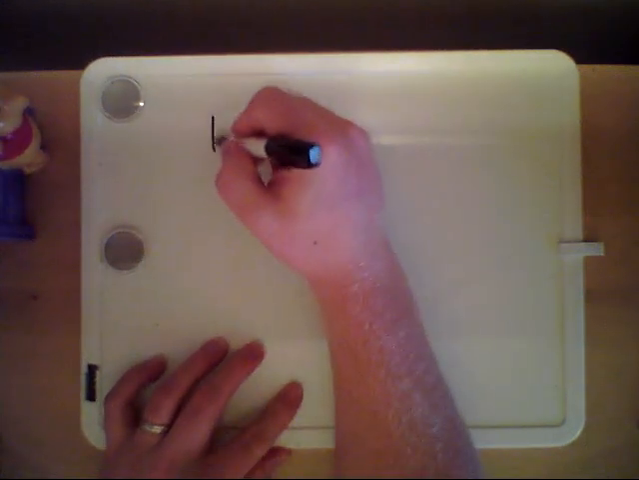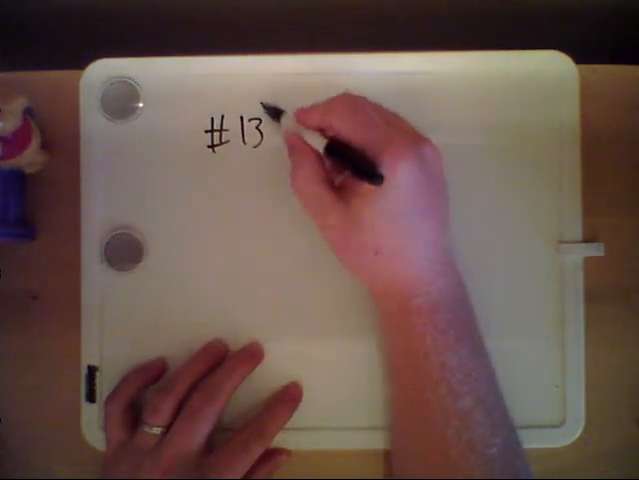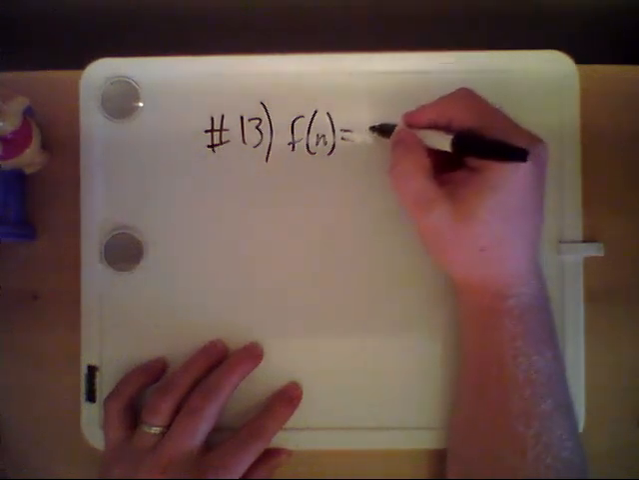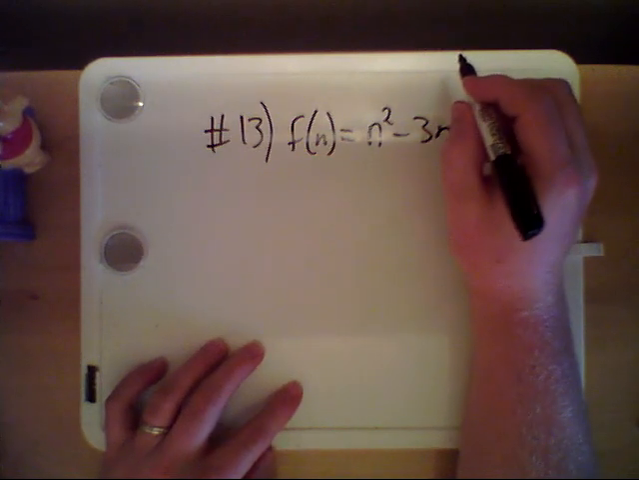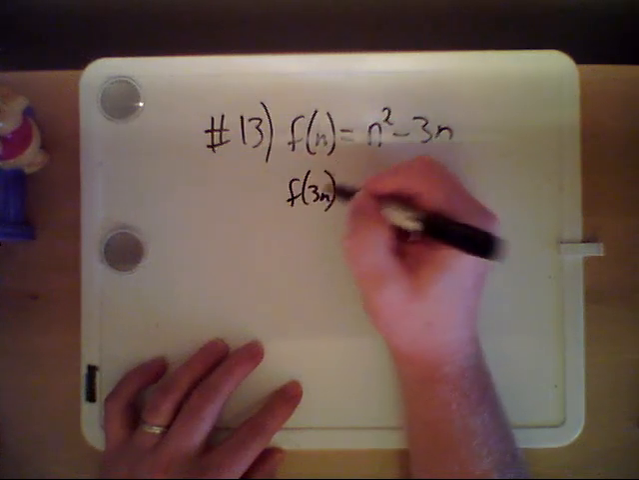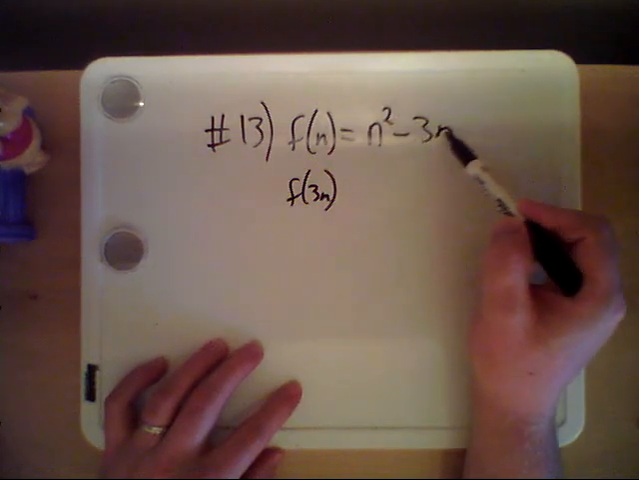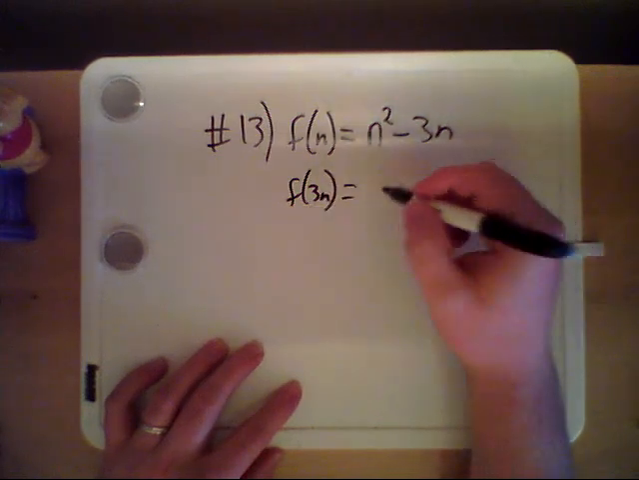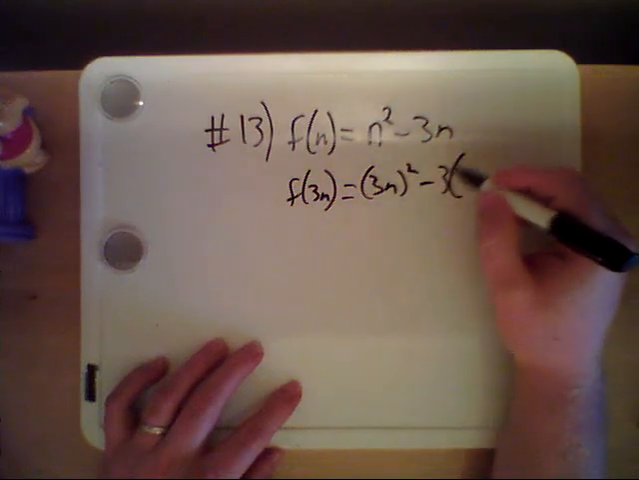Number 13. We've got f of n equals n squared minus 3n. Now we're asked to find f of an expression. So we're asked to find f of 3n. So we defined the f function to take whatever you put into it, square it, and then subtract 3 of it. So we're going to plug 3n into this function. Anytime we see an n, we're going to replace it with a 3n. So it's going to be 3n all squared minus 3 times quantity 3n.